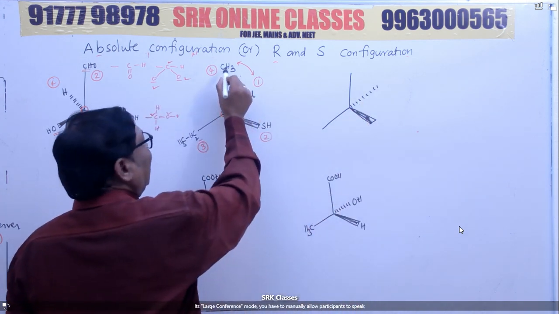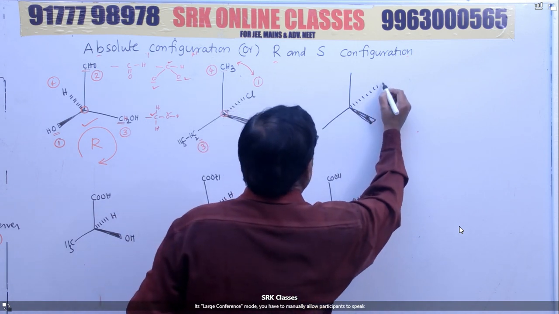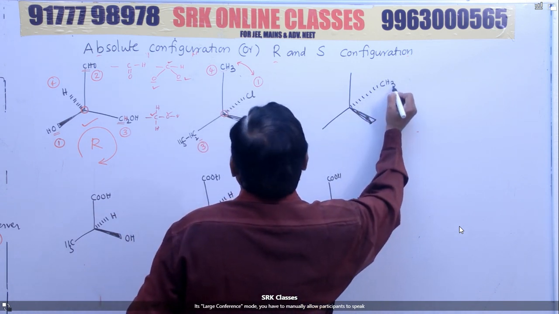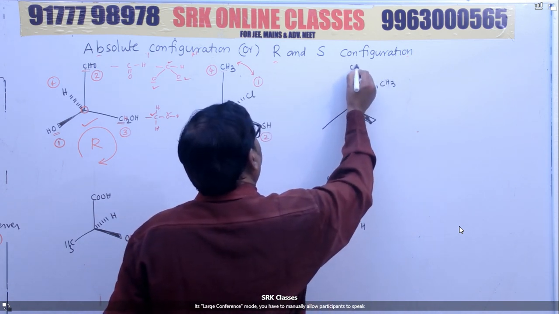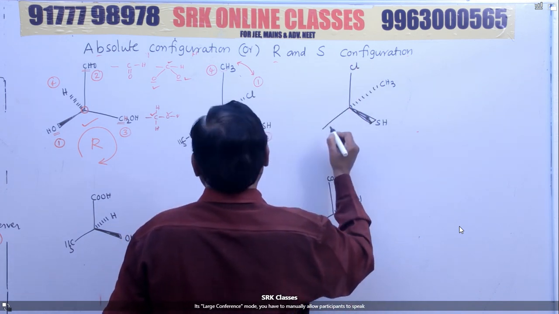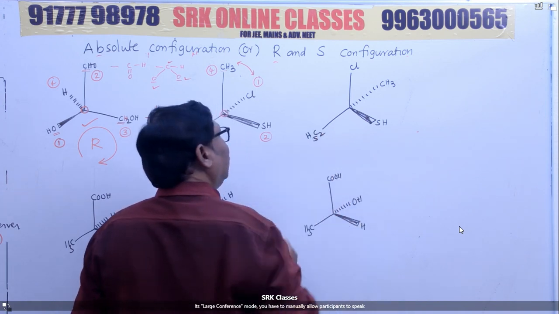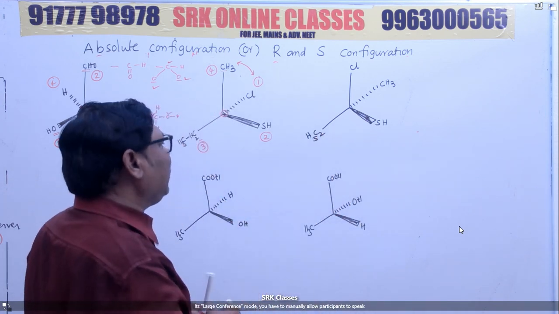Now in the previous case, this is CH3, the normal line will be converted to dotted line. Now I have to write here CH3. Chlorine will be shifted to here. And SH will be as it is. And this C2H5 will be the same. Now the priority order will be the same.